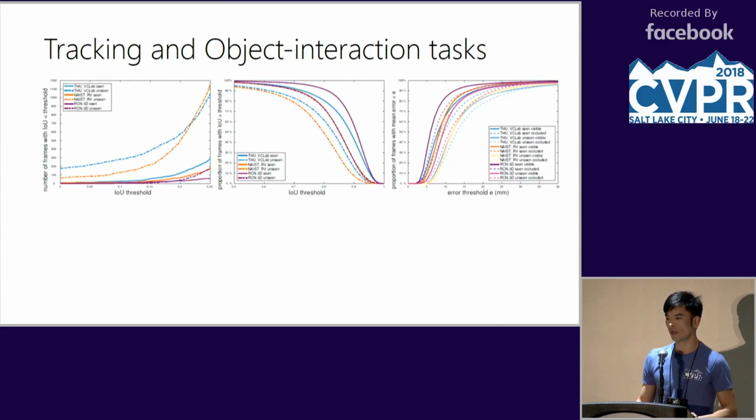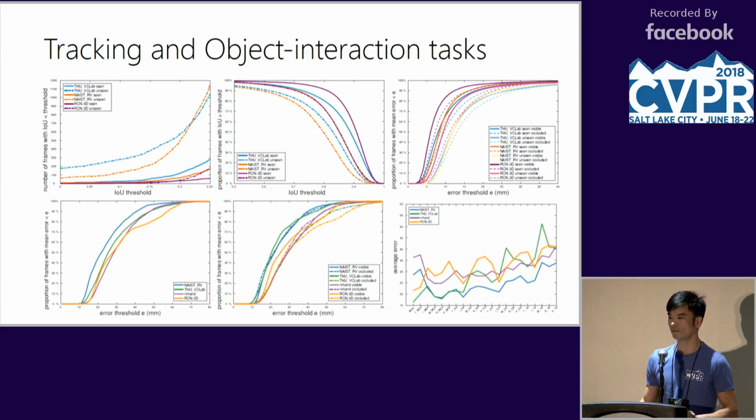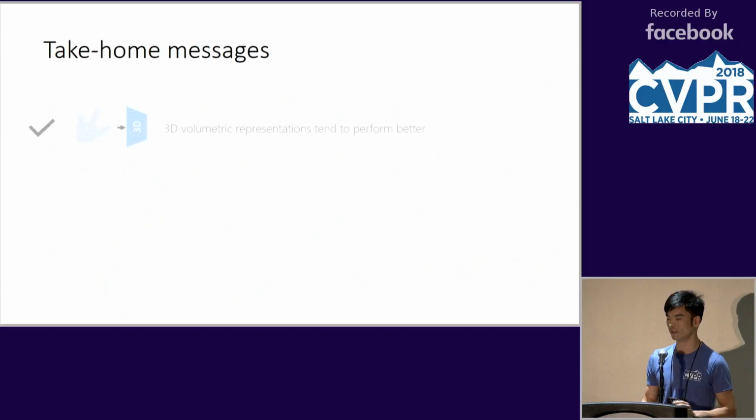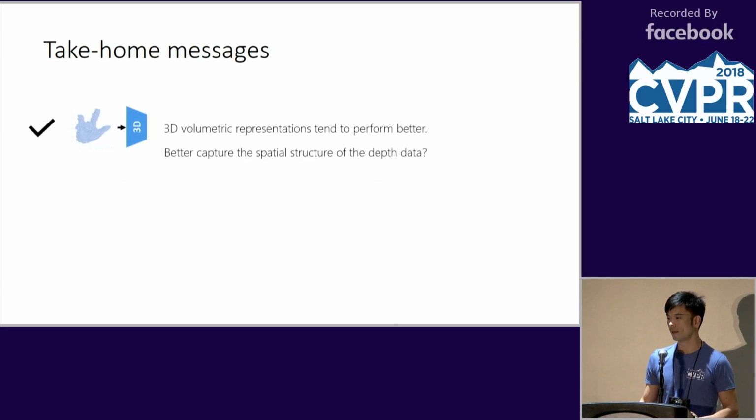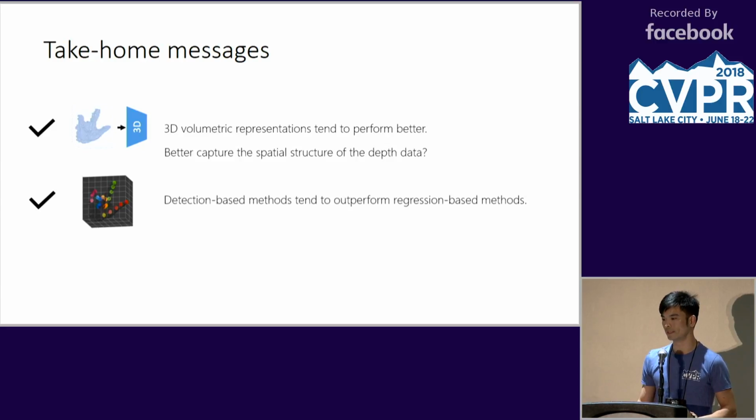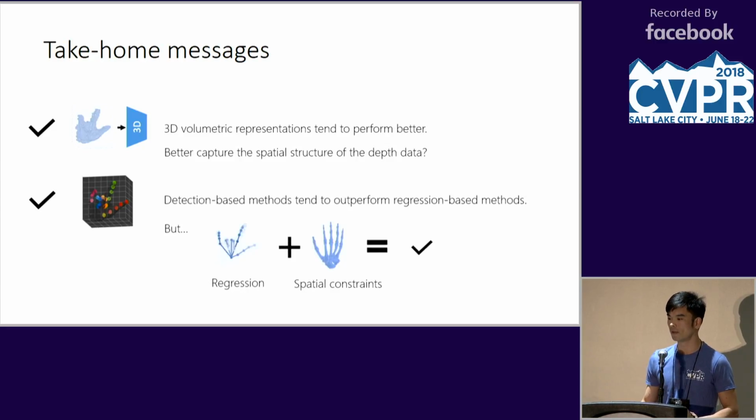For the tracking, we also analyzed the detection accuracy as well as the hand pose estimation accuracy. For the object interaction, we discussed the different cases as well as different joints. The take-home messages are that 3D volume is better than 2D representation, and detection-based is good, but regression-based methods plus the spatial constraint can also have very good performance.